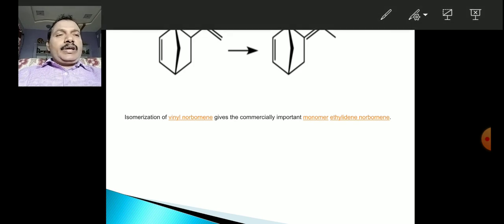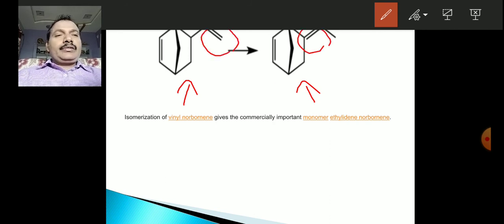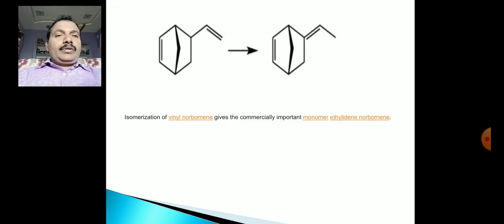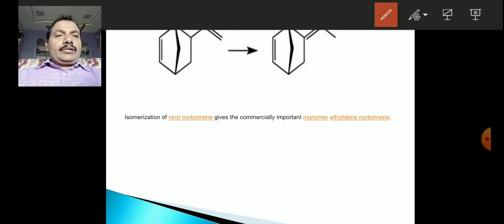If you observe here, this is one monomer and this is another monomer. So approximately, if you see here and that is here, you see the difference. So the molecular arrangement is transformed like that. The bonding here is transformed into here, so that a different molecule is formed.